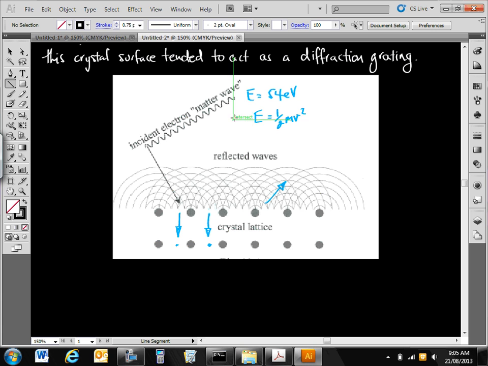If I draw in a normal to this crystal surface, at about 50 degrees, that's about 45 there, about 50 degrees there, we had some constructive interference occurring. So a bright band at this point. There would be a bright band on the other side as well, where the electrons were striking the phosphorus surface.